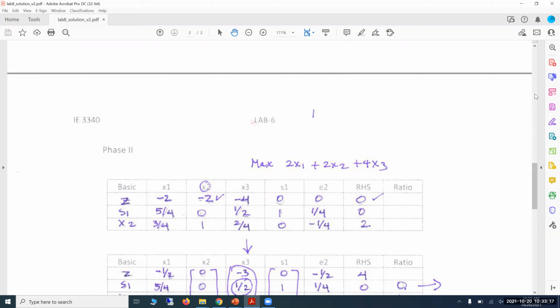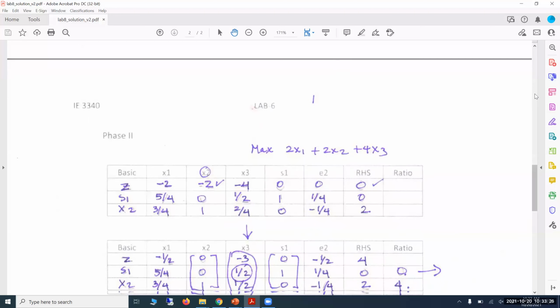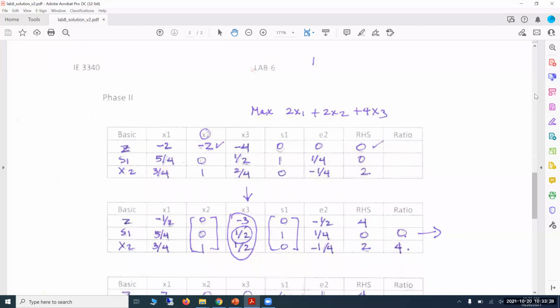So how do you make this equal to 0? You multiply this row by 2, and then you add that to row 0, which is giving you this tableau. See, you now have this in the right format. You have S1 in the right format. So now you can apply the simplex method.